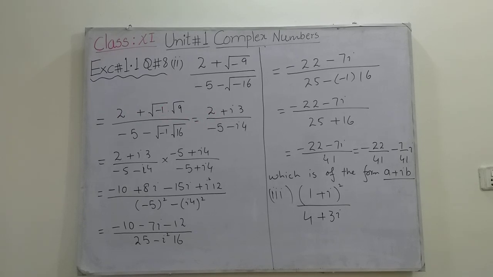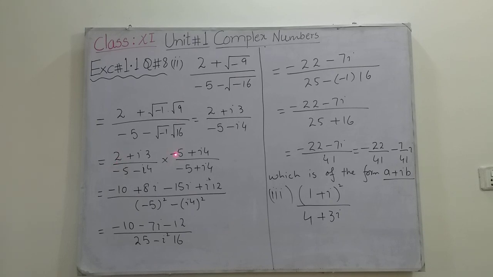Now, as we know that the value of square root of minus 1 is iota and the value of square root of 9 is 3. Similarly for our denominator, minus 5 minus, the value of square root of minus 1 is iota, and square root of 16 is 4. Now for the required form a plus iota b, we will multiply and divide by the conjugate of minus 5 minus iota 4, whose conjugate is minus 5 plus iota 4.